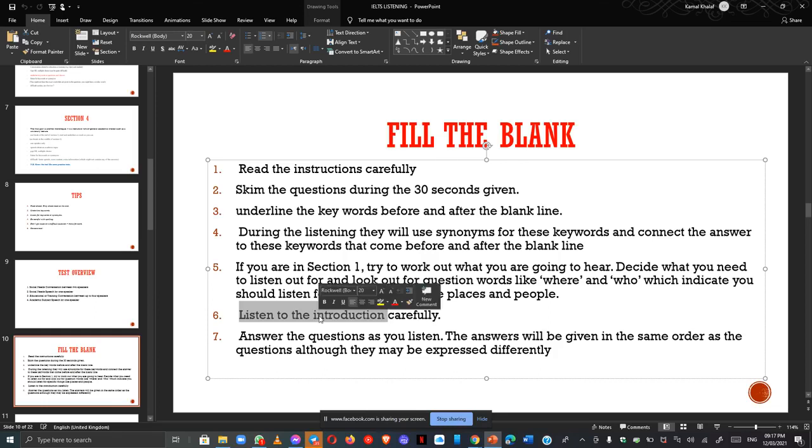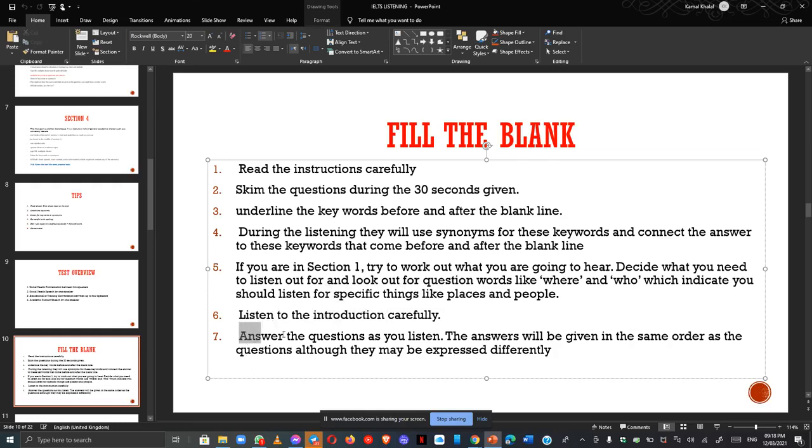Listen to the introduction carefully. The audio file starts with introducing the topic, what the speakers will talk about, where, when, and so on. Listen carefully. Why? This will help you to focus, and in that moment, you should try to remember what words the speakers may use and what words may be related to the keywords you have already underlined.